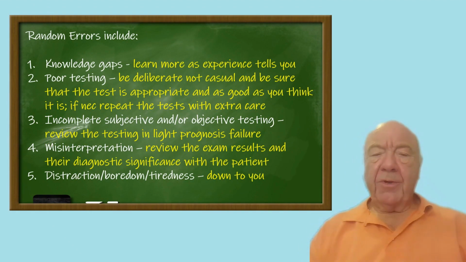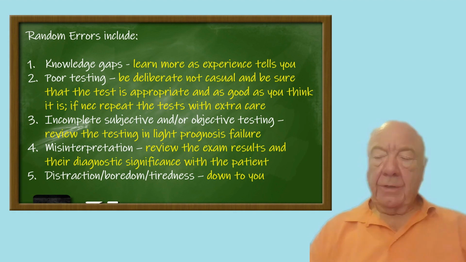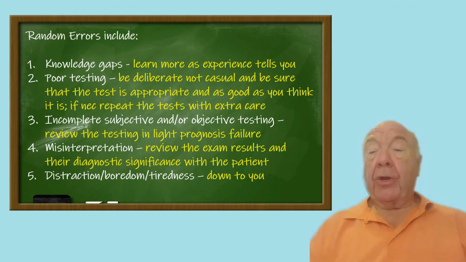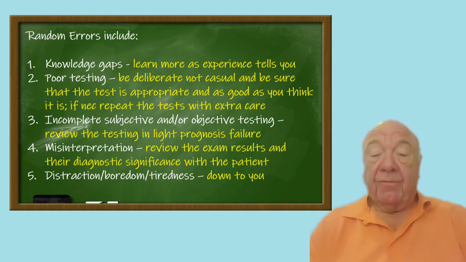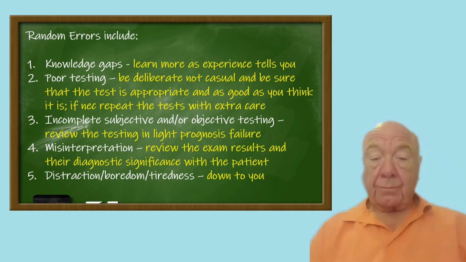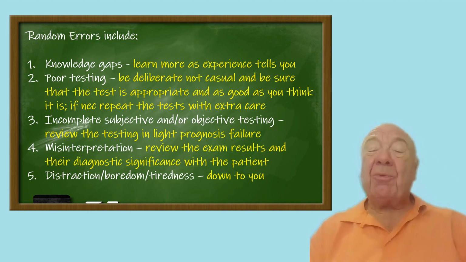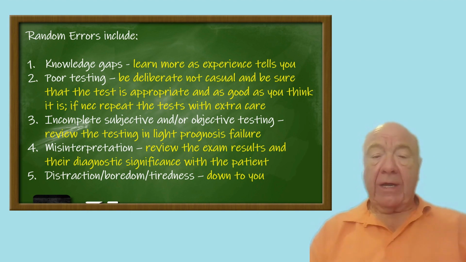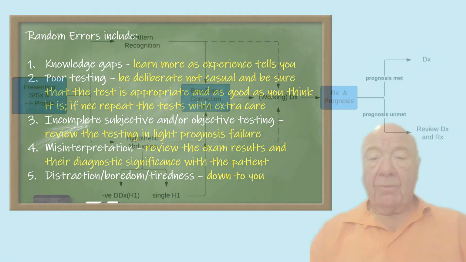As far as random errors are concerned, or non-bias based errors, I think these are probably the commonest ones. First off, you've got knowledge gaps. You just don't have that information. It's either never been taught to you or you've forgotten it. You need to learn from every case. So as you come across a knowledge gap, or maybe it's just you're a bit iffy on the knowledge, learn it. And do it as you go. Don't study this. Specifically look up areas where.